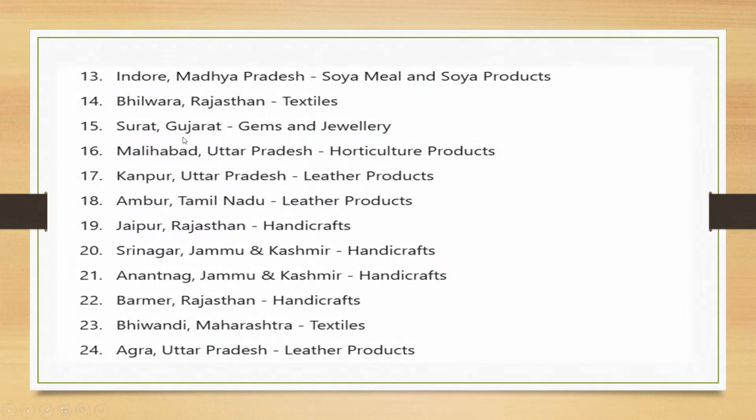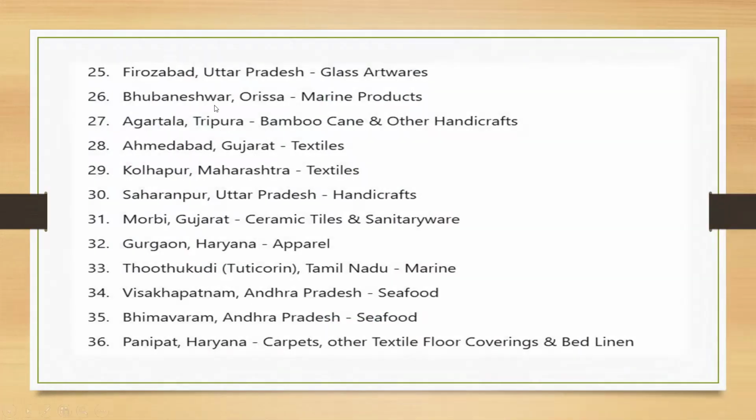Some of the areas you would already be knowing, but once you go through the list, it will fit in your mind. Like for leather products, Agra, Uttar Pradesh. For glass artwares, Firozabad, Uttar Pradesh. For marine products, Bhubaneswar, Odisha. Textile, Gujarat, Ahmedabad; Kolhapur, Maharashtra, textile. For handicraft, Saharanpur is also there. Okay, for apparels, Gurgaon, Haryana. Seafood, Vishakhapatnam, Andhra Pradesh, and Bhimavaram, Andhra Pradesh.